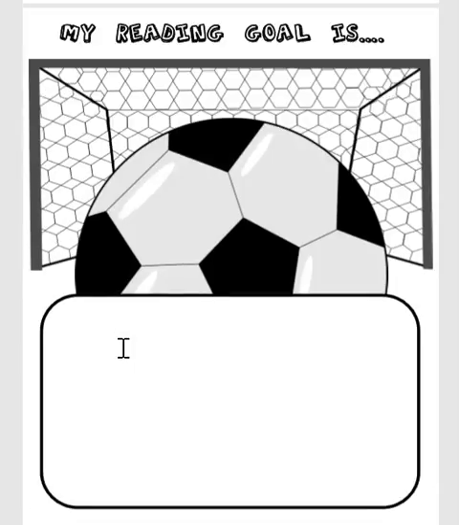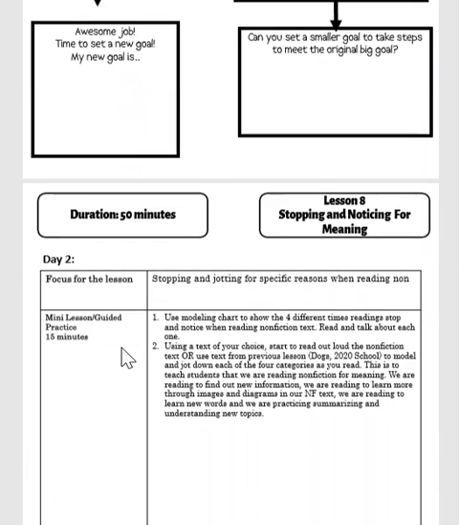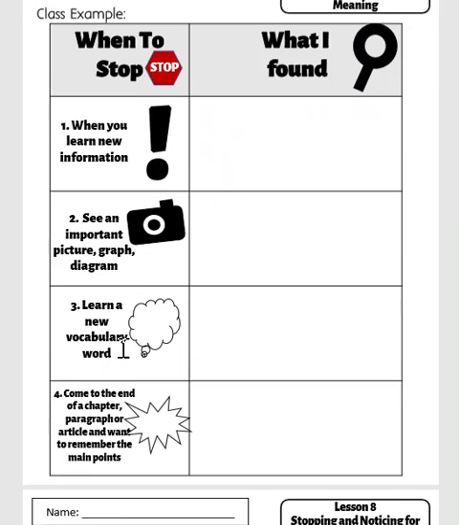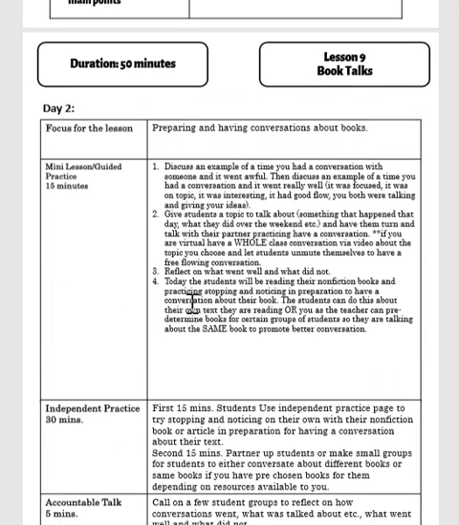And they're going to stop and think about how they've been doing with the main idea and details and set a goal for themselves. They're going to be stopping and jotting when they've learned new information, when they see a diagram or a picture that's important to them, when they learn a new word. And this is just helping them start to annotate and really think about the books when they're reading them, specifically nonfiction.